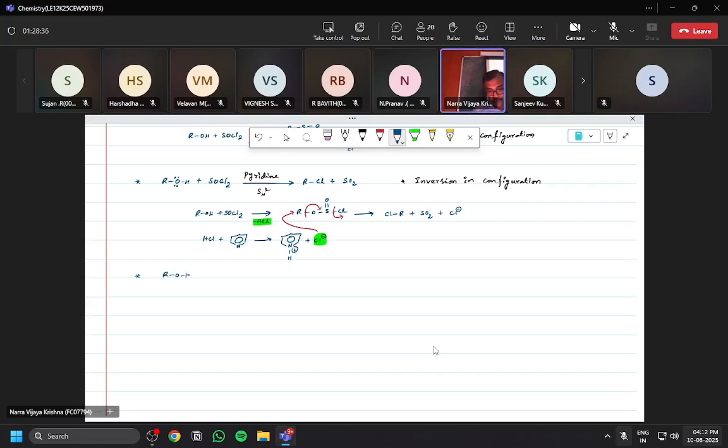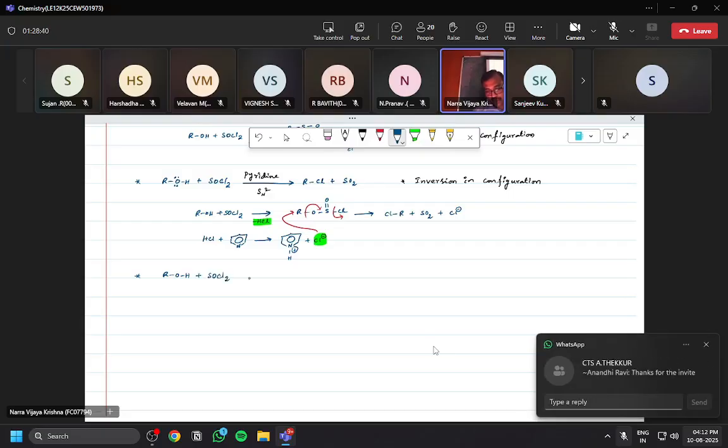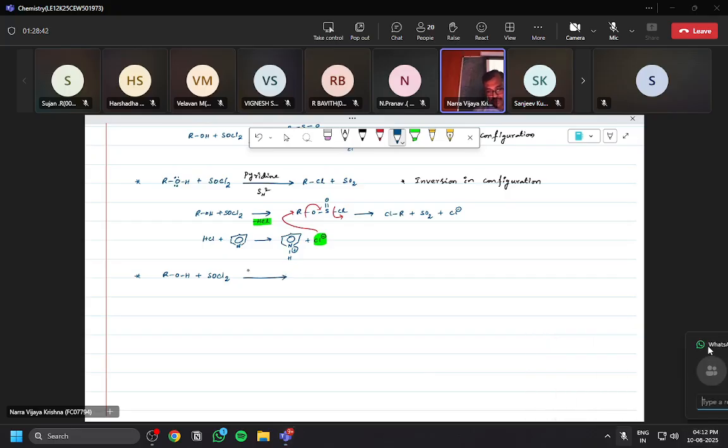Now observe this case. Same alcohol in presence of SOCl2 and any oxirane. Now observe the product. Now inversion occurs two times. SN2 occurs two times. Observe this in presence of this. This is Darzens' reaction.